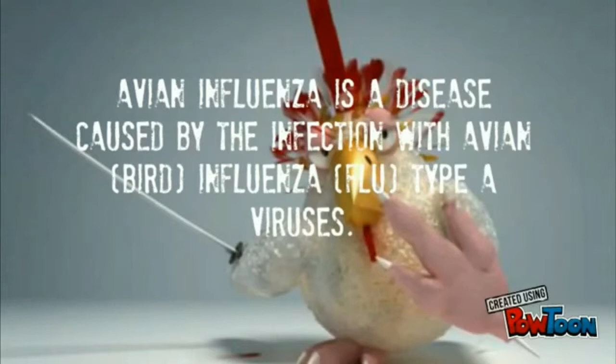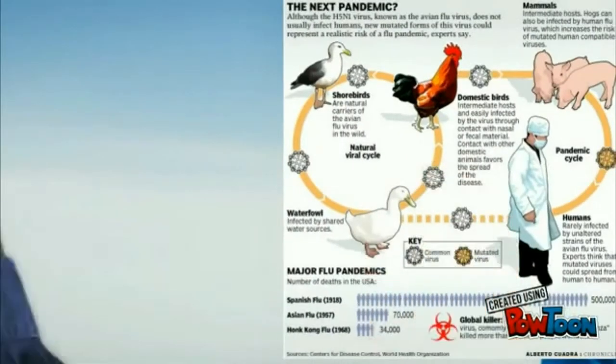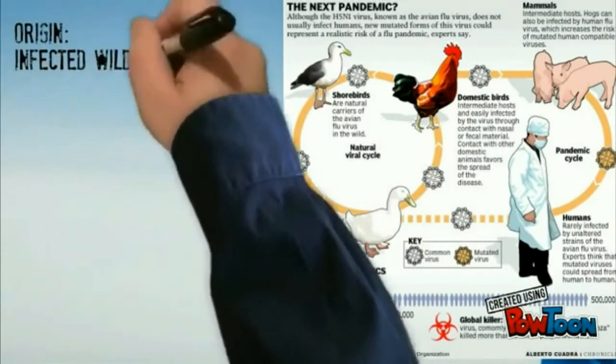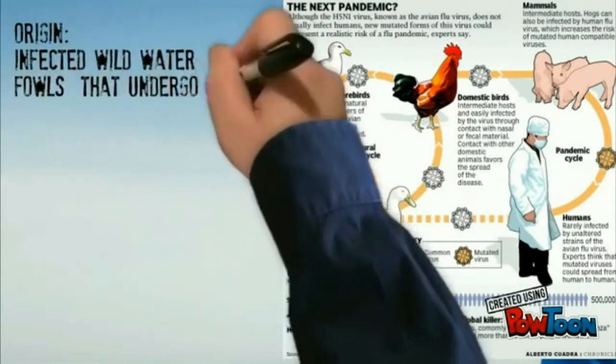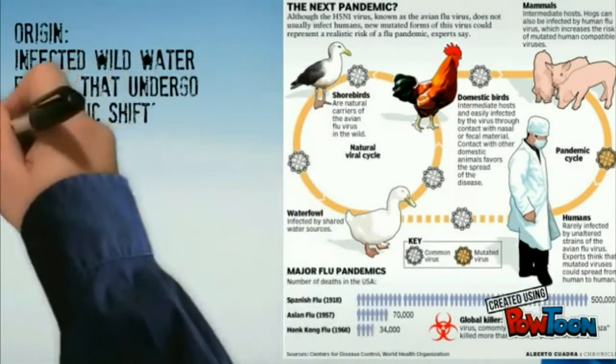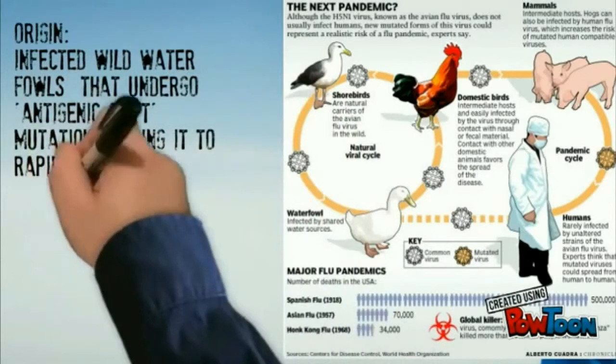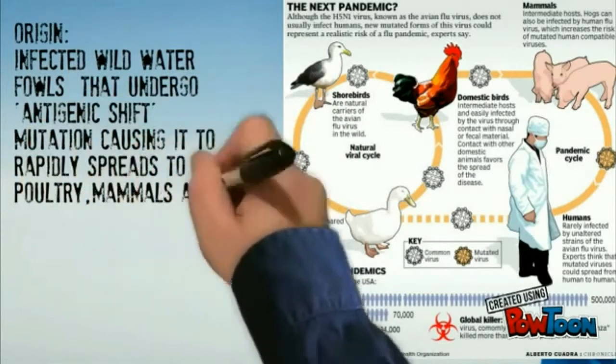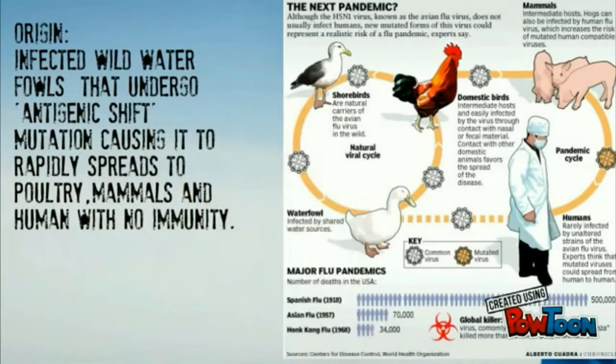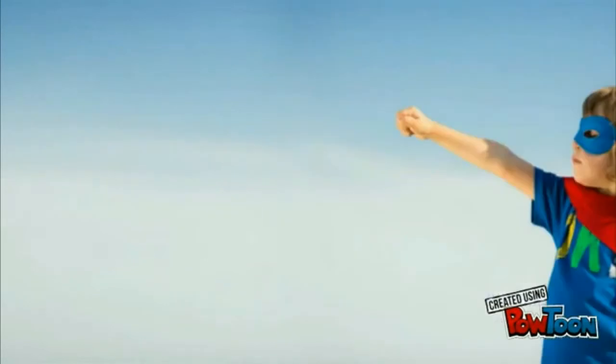Avian influenza is a disease caused by the infection with avian (bird) influenza flu type A viruses. It originated from the infected wild waterfowl that undergo antigenic shift mutation, causing it to rapidly spread to poultry, mammals, and humans with no immunity.